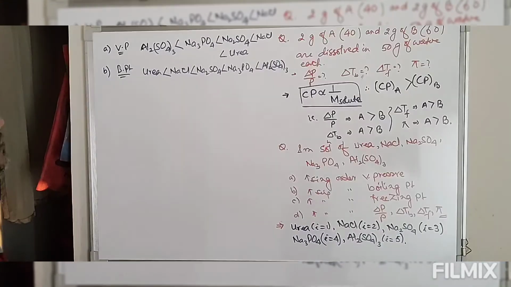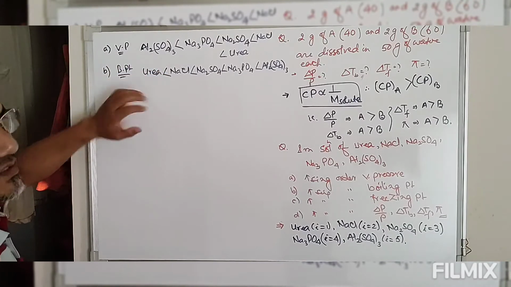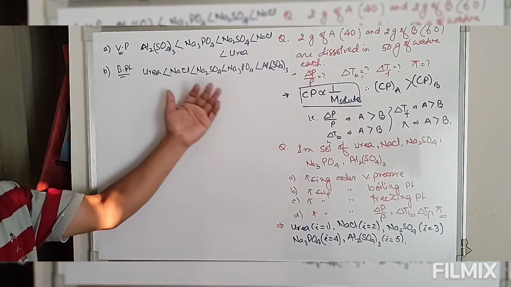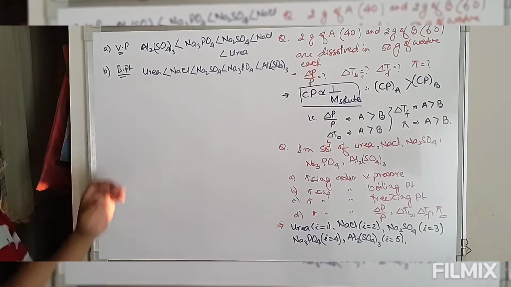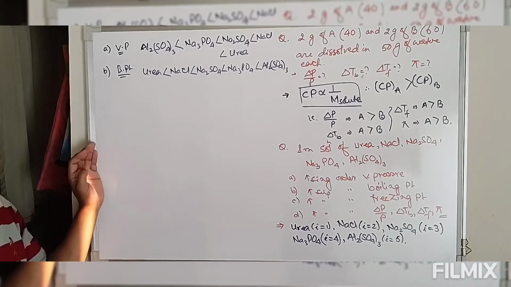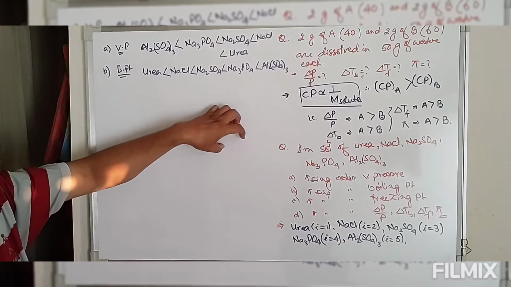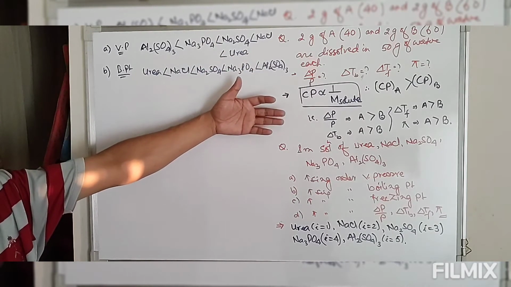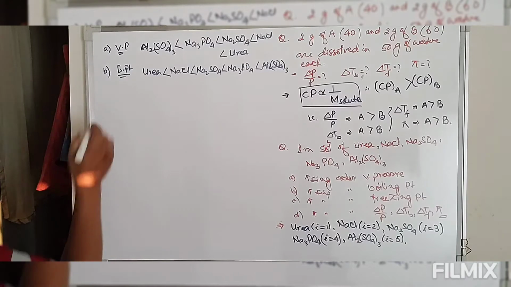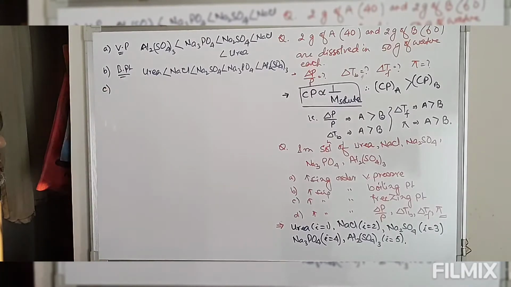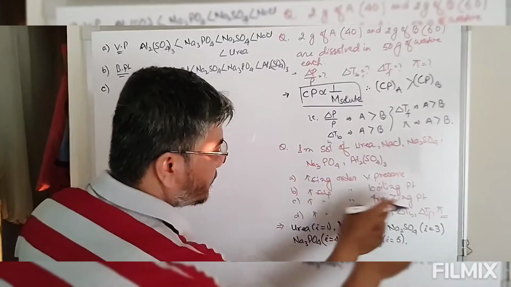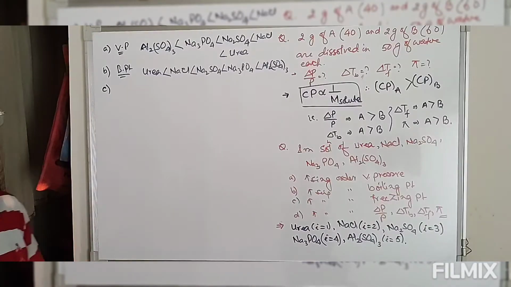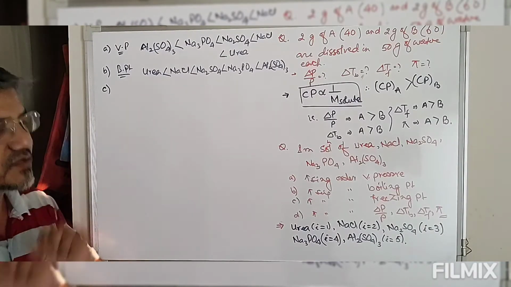So that means vapor pressure and boiling point are inversely related. As the vapor pressure is more, the boiling point is less. So the solution with a lesser value of vapor pressure will have a higher boiling point. Third, increasing freezing point. Now look at this freezing point.